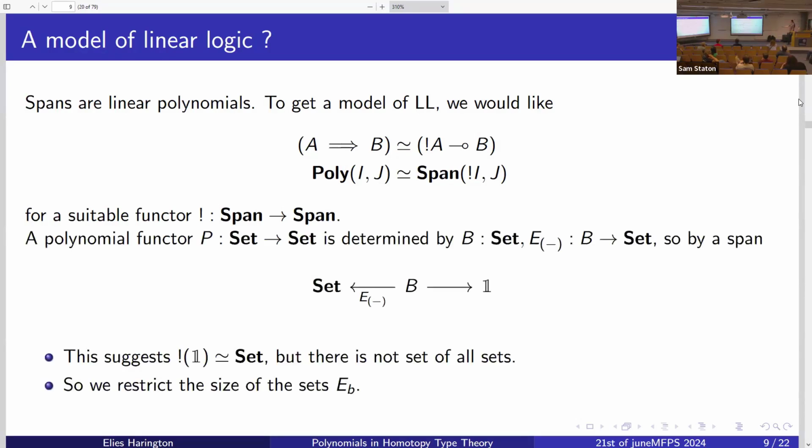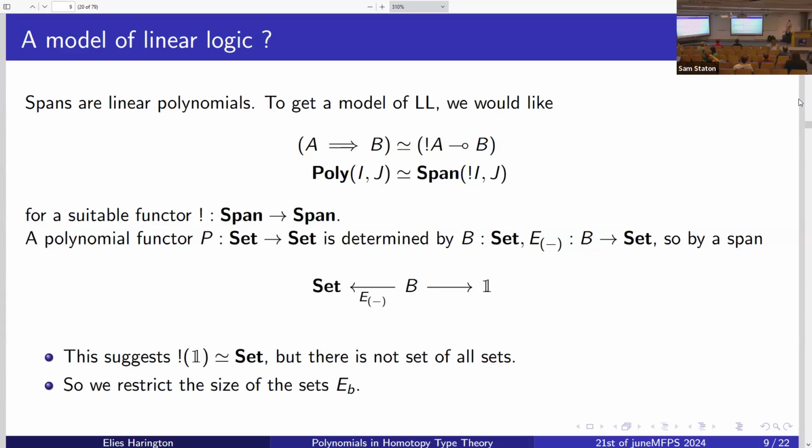So if we just take I and J to be singletons and consider for a moment polynomial functors between Set and Set, they are entirely determined, as I said before, by a base set of monomials and a family of sets giving the exponents. And so this is just a set B together with a map to the set of sets. And there's always a trivial map to a singleton. So this seems like a good thing. We managed to reduce the data of this polynomial to the data of a span. And so we would like something along the lines of bang of 1 being Set, the set of all sets, which is something that sadly does not exist.